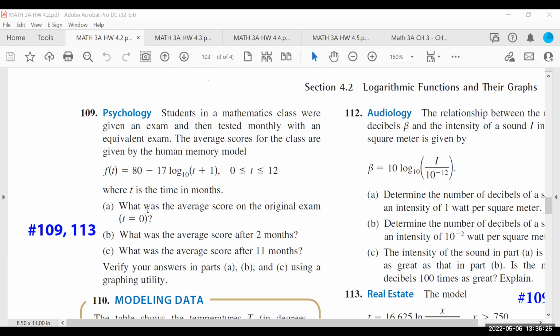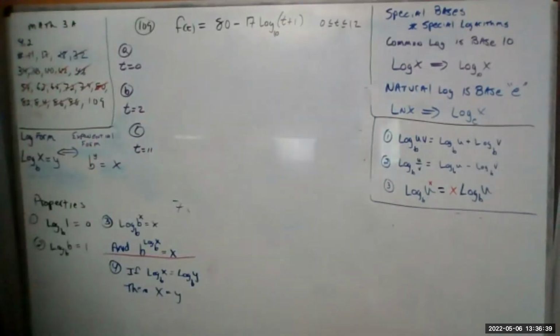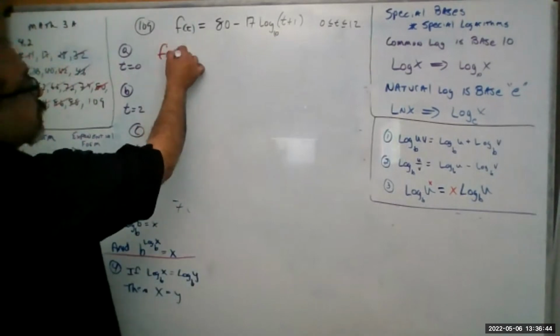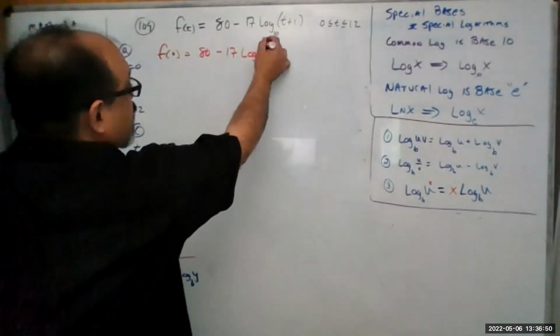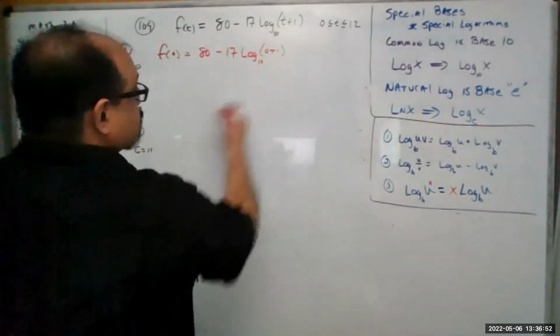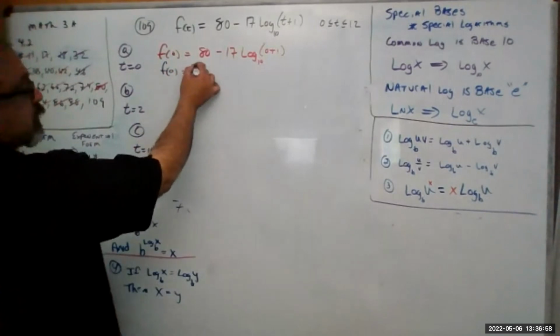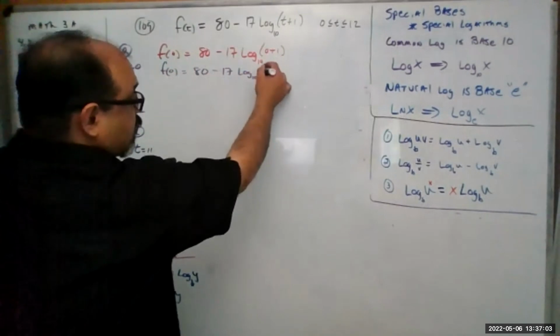First question, what is the average score on the original exam? In other words, let t equal 0. So this is something you should be able to do without using a calculator for this one problem. If I just plug in 0, f of 0 would look like 80 minus 17 log base 10 of 0 plus 1. So f of 0 is equal to 80 minus 17 log base 10. 0 plus 1 is 1.